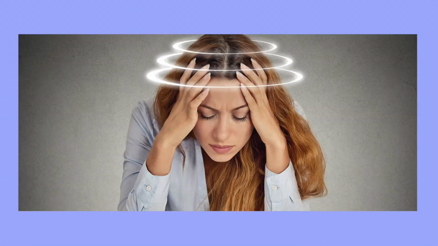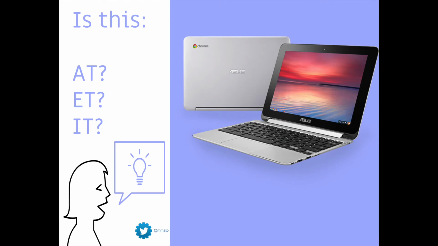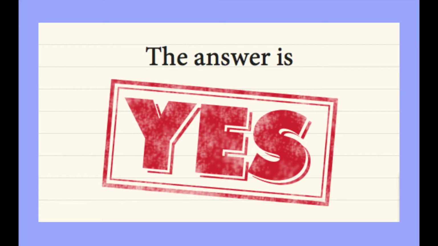So now we have these three kind of wordy definitions, and we get into this conversation of, okay, here, I have a Chromebook. What is it? Is it AT, EdTech, IT? The answer is, yeah, it can be all of them.